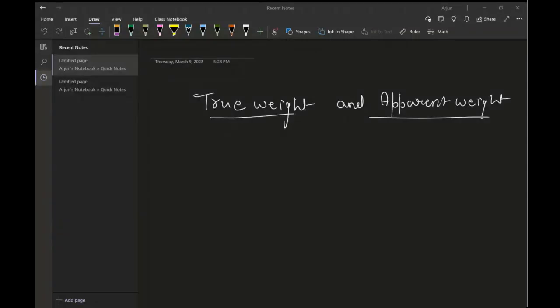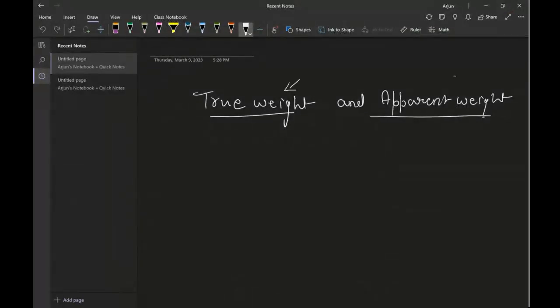Welcome back, folks. In today's class, I'll talk about the true weight and the apparent weight. So if I start with the true weight, simply Fg, which is equal to mg, and true weight always acts in the downward direction because acceleration due to gravity always acts in the downward direction.